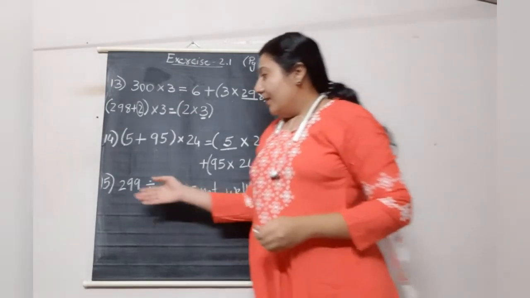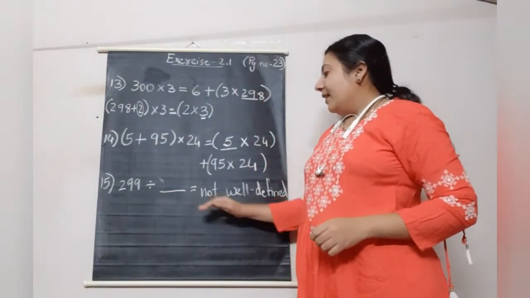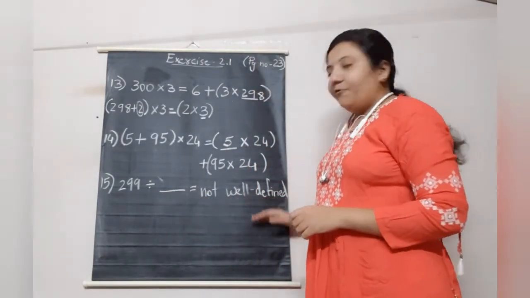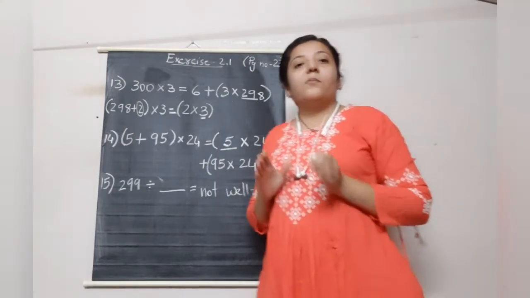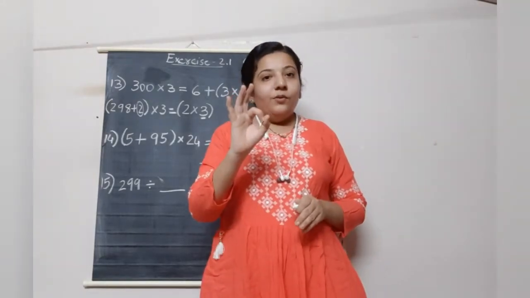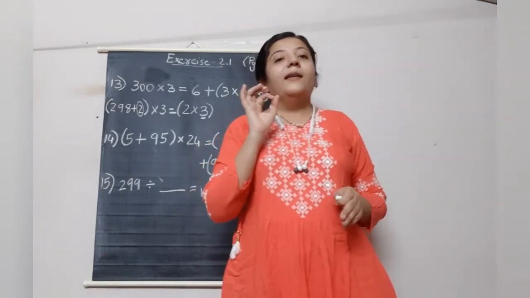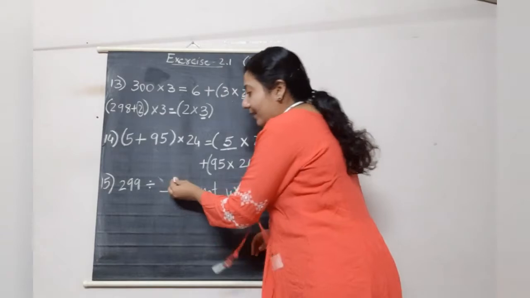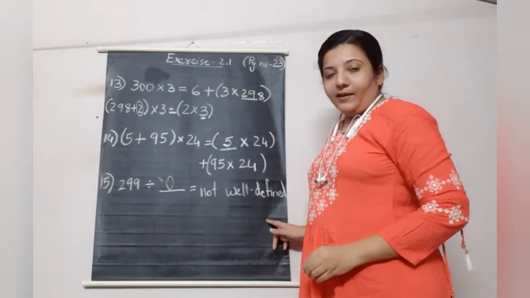Okay, the next one is 299 divided by dash is equal to not well defined. As I told you, you cannot divide any number by 0. You can divide the number by 1, but you cannot divide the number by 0. So anything divided by 0 is not well defined. Okay?